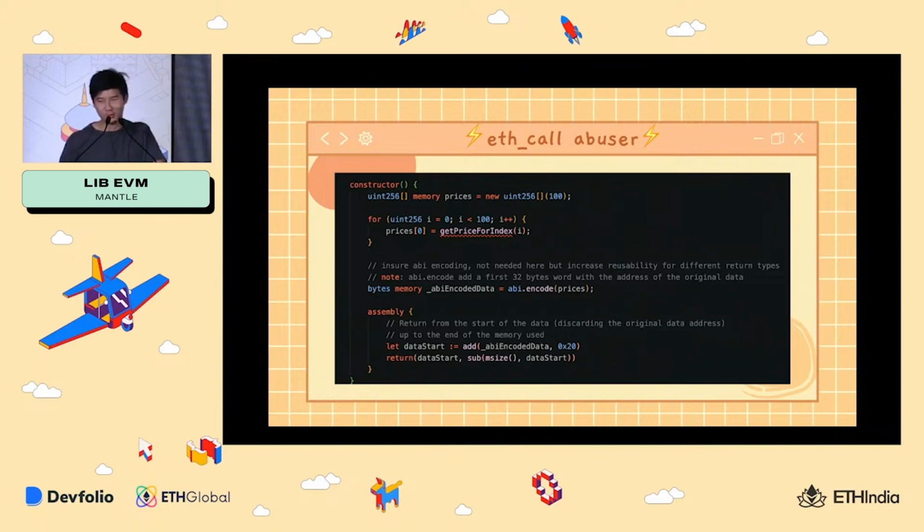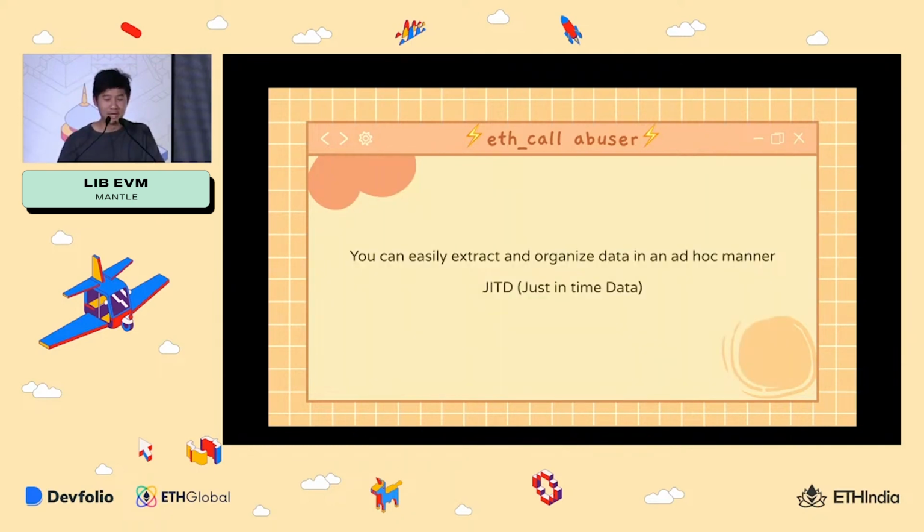But yeah, so this is how you would abuse the eth_call opcode, and I actually have a whole repository dedicated for that if you're interested. But yeah, you can just easily extract and organize data in an ad hoc manner. Maybe I'll call this JIT, just-in-time data.